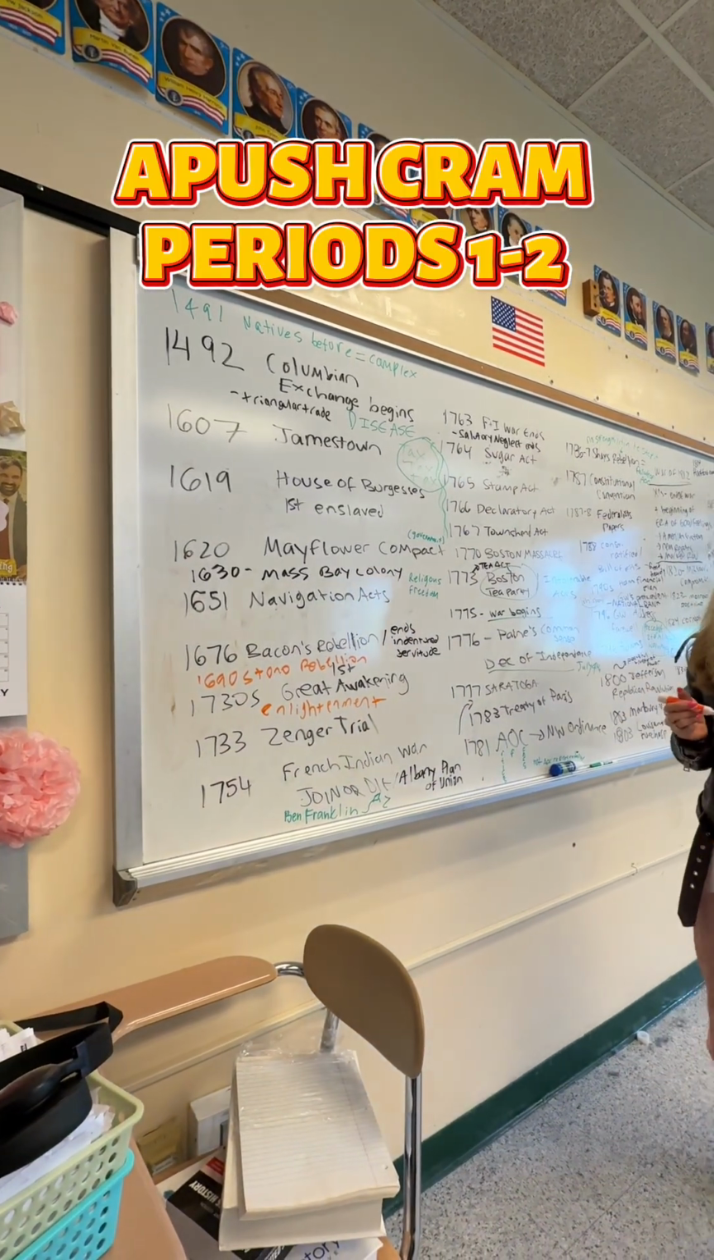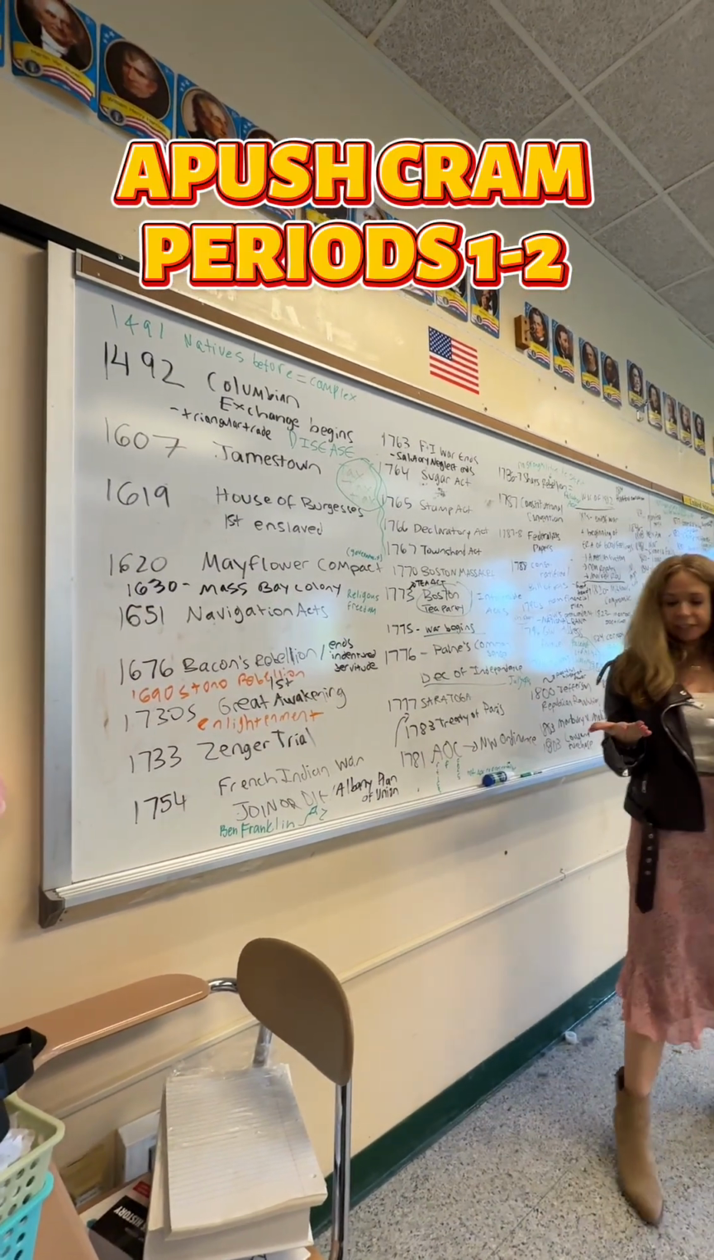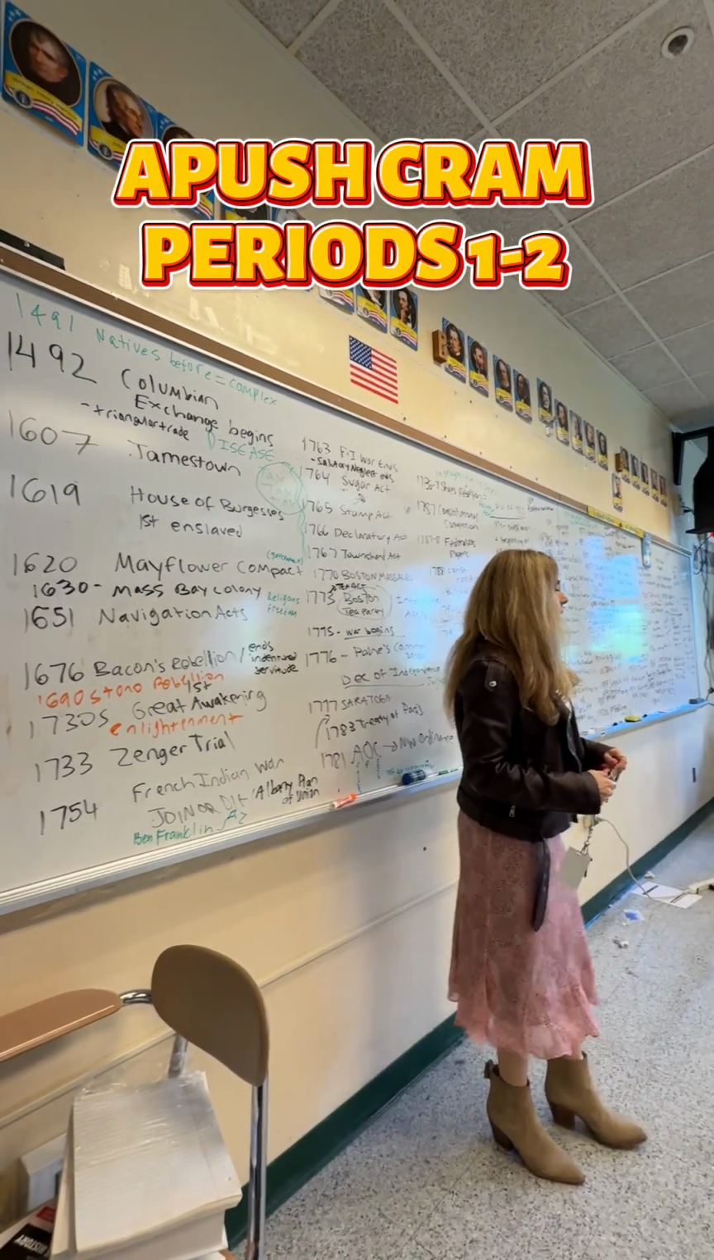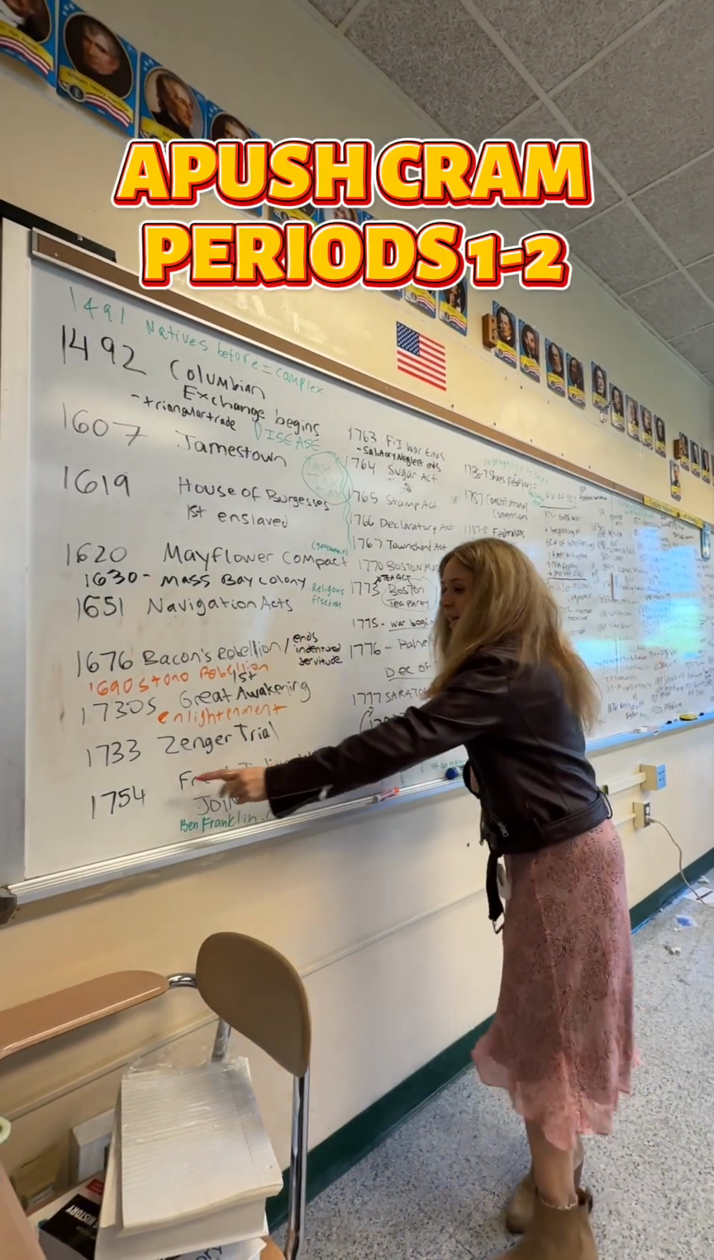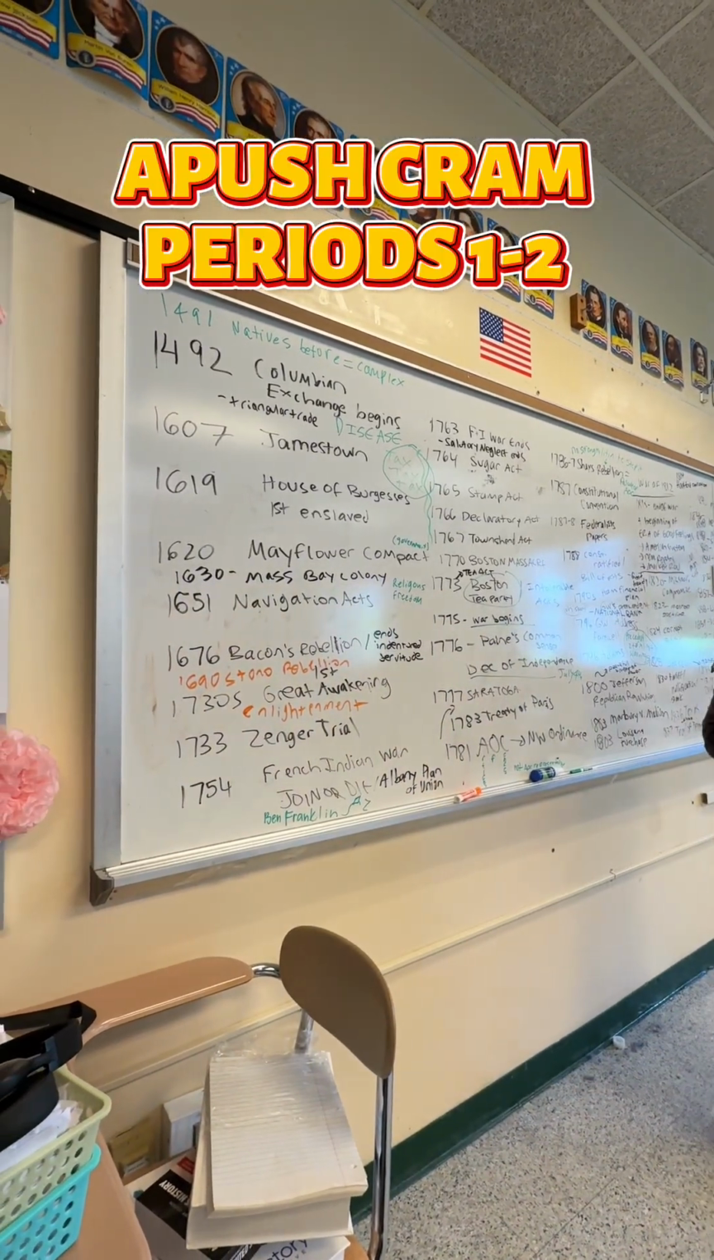Something we didn't talk a lot about. We should have the 1733 Peter Zenger trial in New York. It establishes freedom of the press, which is going to be our First Amendment. In 1754, this is when period 2 begins.